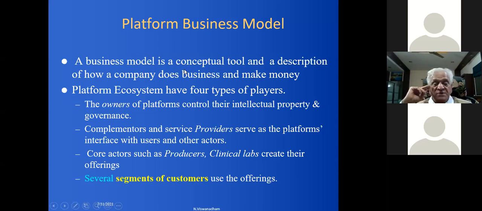So what is a platform business model? A business model is a conceptual tool and a description of how a company does its business. Supposing you want to start a platform healthcare system. On a platform, you may not have all the things, but you want to connect to all the people. You want to bring in all the labs and all the people who are needed. The owner of the platform controls the intellectual property and the governance. Because if I'm a healthcare platform, and the patient believes in me and comes to my platform, then I should control his intellectual property. Complement service providers, hospitals, and core actors such as producers, clinical labs, and several segments of customers use their offering. So basically, this is a business.